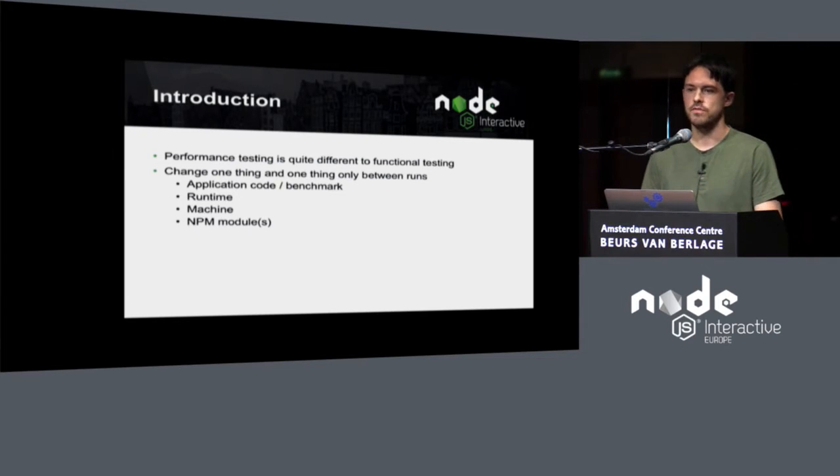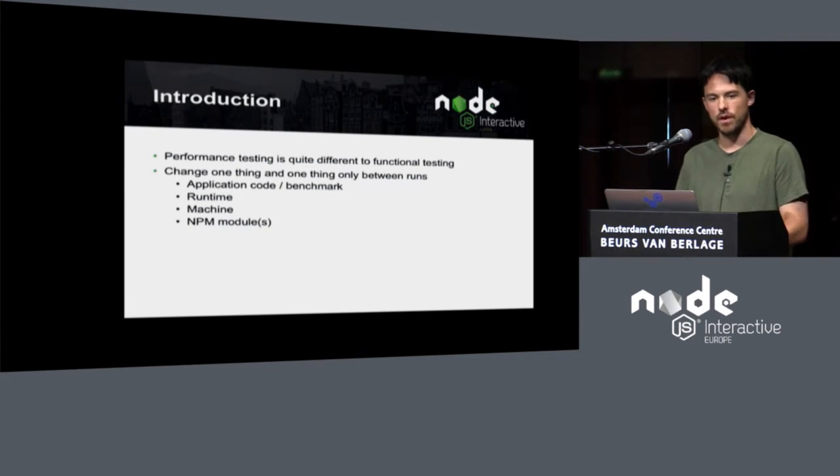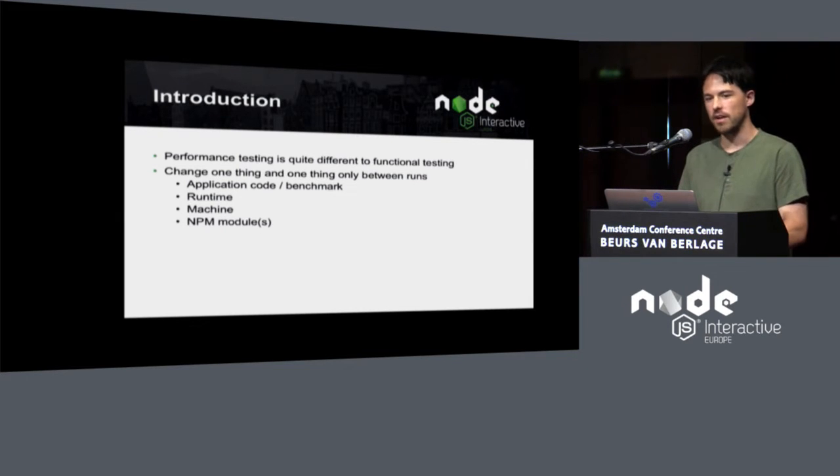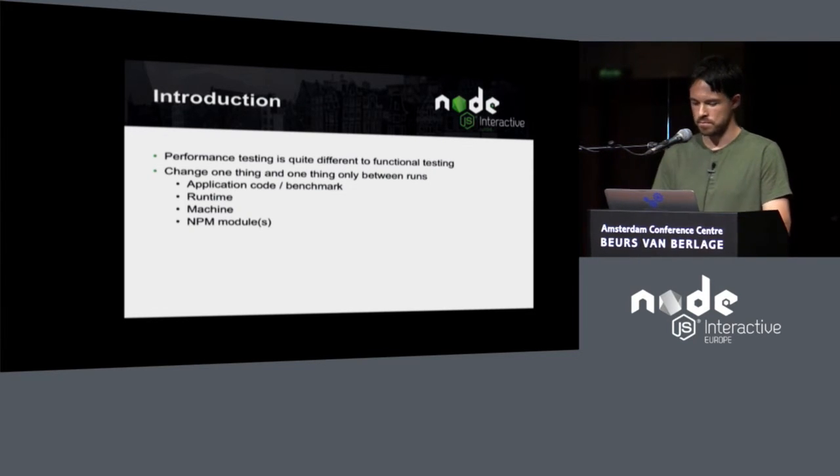Sometimes it can be quite tempting when you go and issue a new version of your application code to also pull in the latest version of all your modules and then upgrade the version of Node that you're running on and maybe also put it on the latest hardware that you've got available. But if you do that, it's going to be very difficult to try and work out where an improvement or a regression has come from.